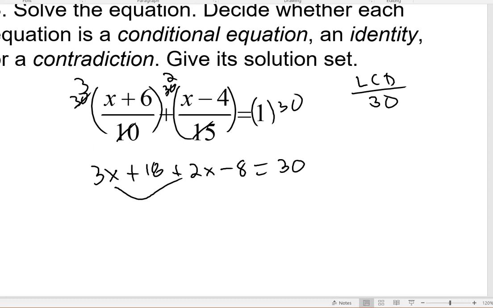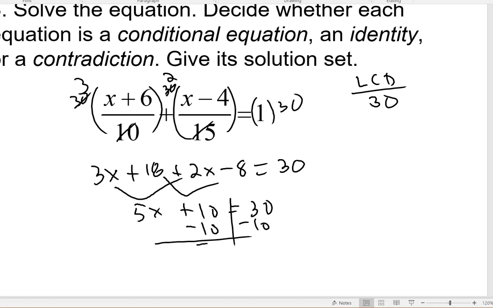Then we combine like terms. 5x plus 10 equals 30. Subtracting, 5x equals 20. Dividing, x equals 4.